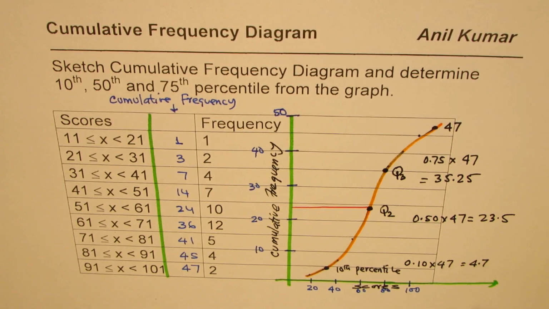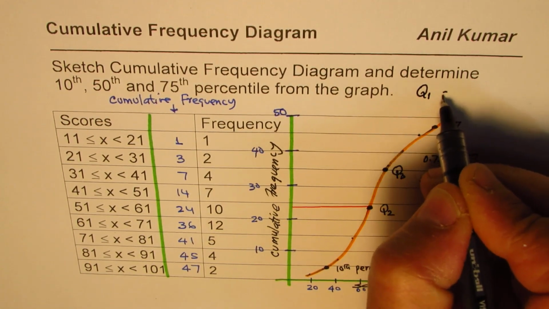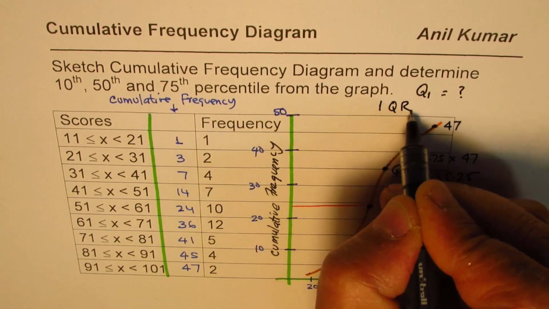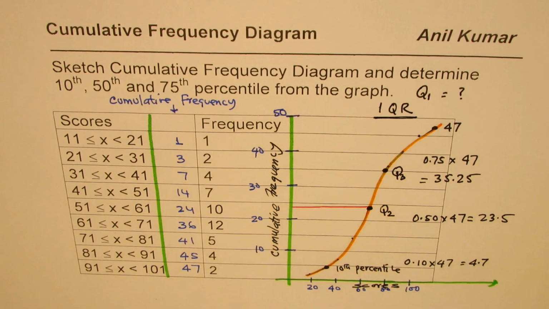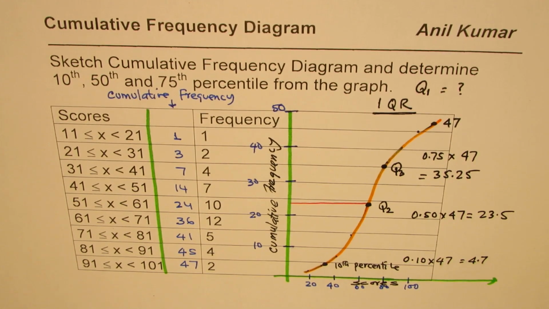Now, as an exercise, what you can do is, you can find the first quartile, right? Find this, and then find interquartile range. So that is the question for you to do. So from this cumulative graph, try to figure out what is the first quartile and what is interquartile range.